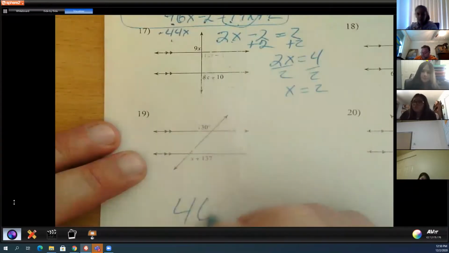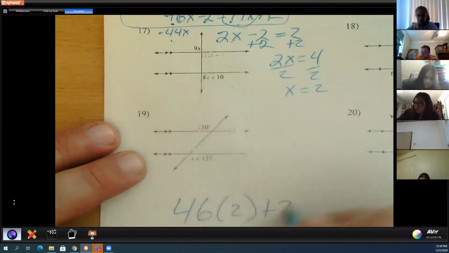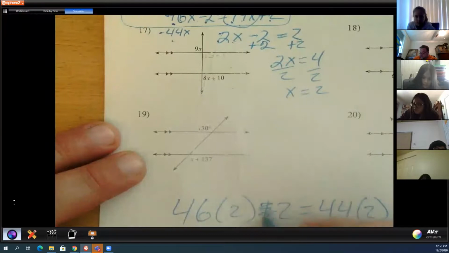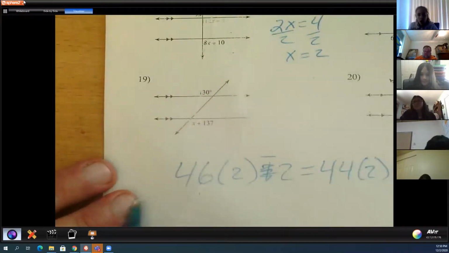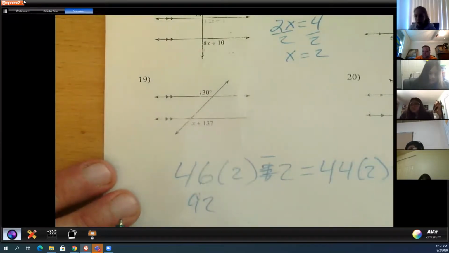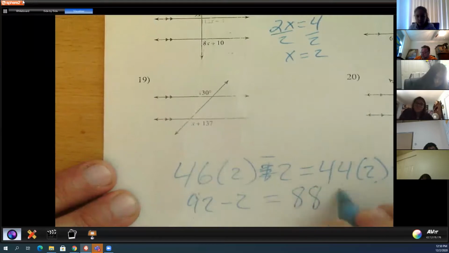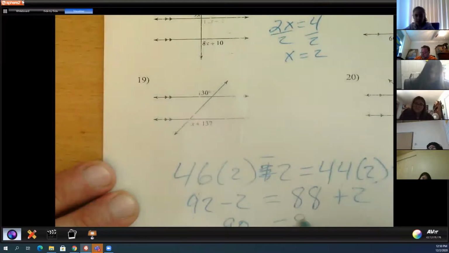So 46 times 2 plus 2, does it equal 44 times 2 minus 2? Wait a minute. Sorry, this is minus, this is plus. My bad. So what's 46 times 2? 92, right? Minus 2 equals 88 plus 2. This is 90. This is 90.